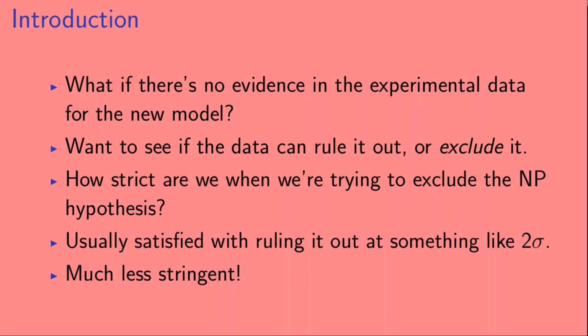But what if there's no evidence in the experimental data for the new model? Then we want to see if the data can rule it out, if the data can exclude the new physics model. How strict are we when we're trying to exclude the NP hypothesis? Well, usually we're satisfied with ruling it out at something like 2 sigma. This is much less stringent than what we do in the case of discovery.